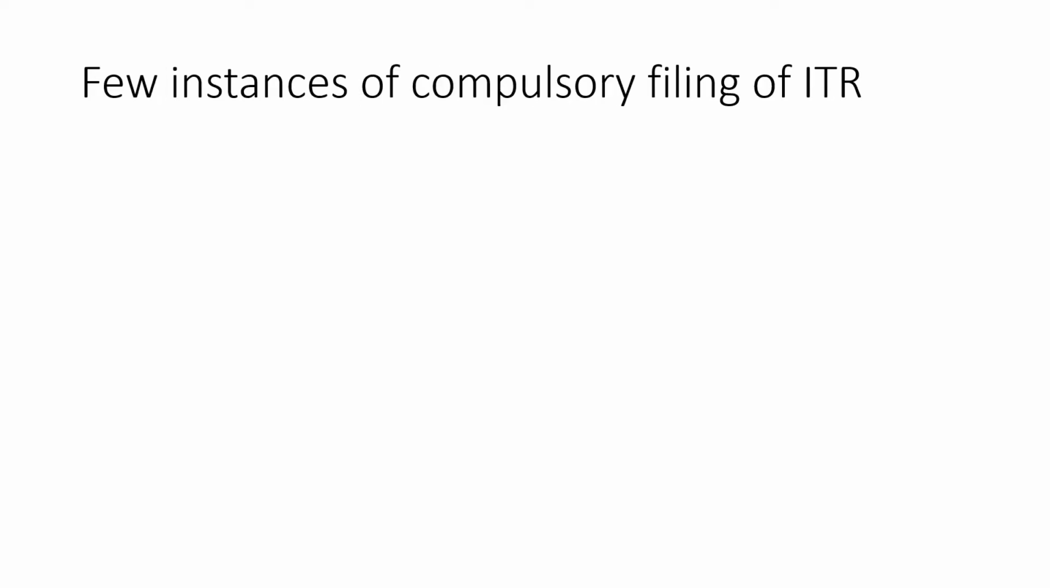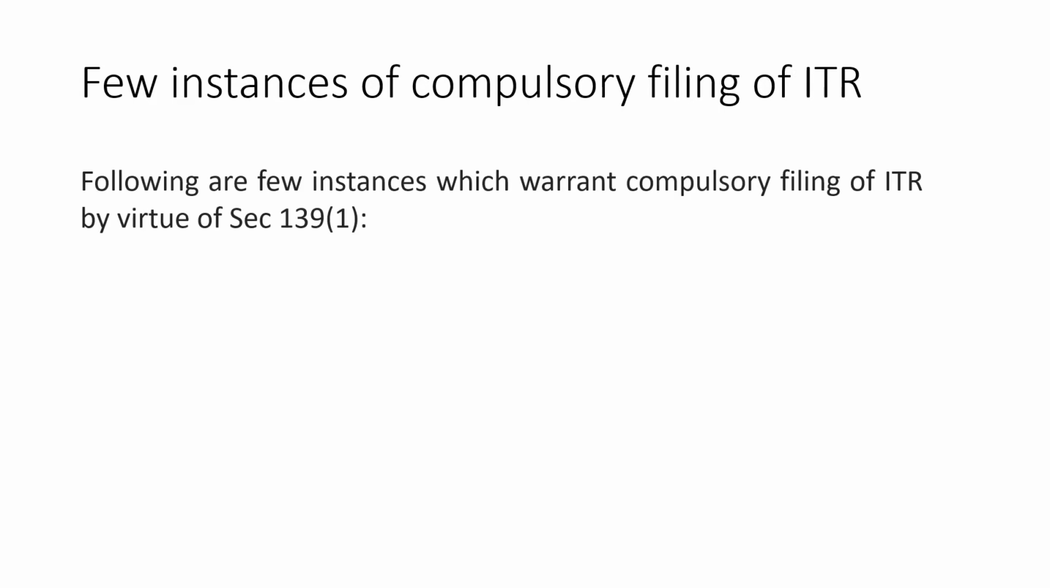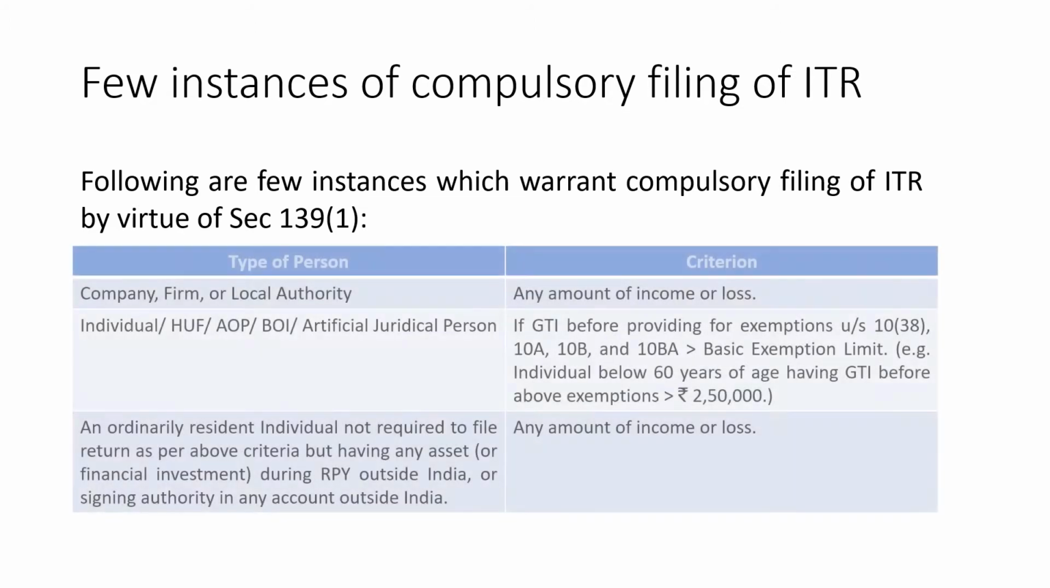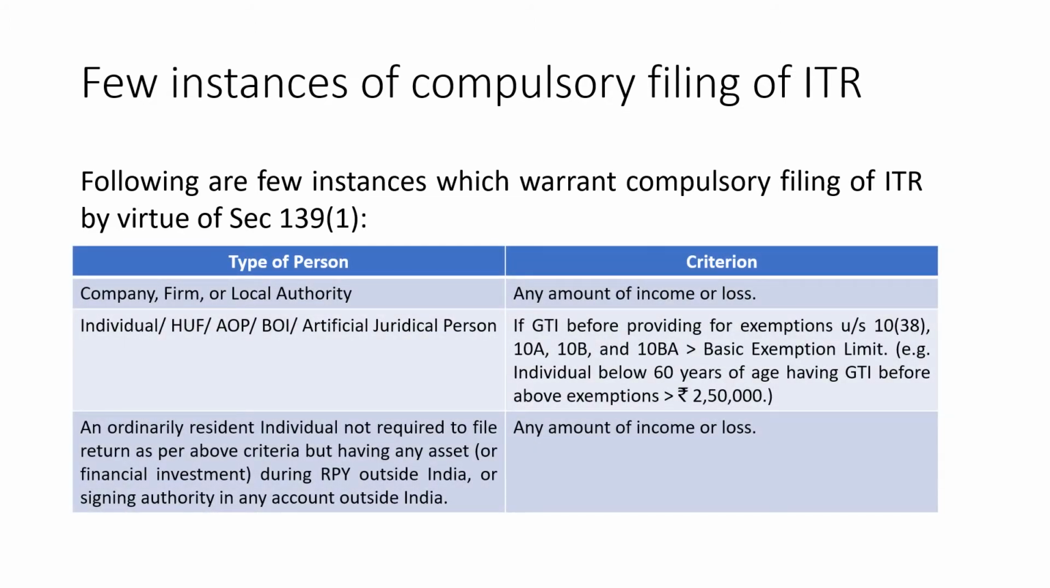Now we move on to a few instances where filing of income tax return is compulsory. By virtue of section 139 subsection 1, these are few instances where filing of income tax return cannot be done away with. For example, in case of a company or a firm or a local authority having any amount of income or loss, filing of ITR is compulsory.